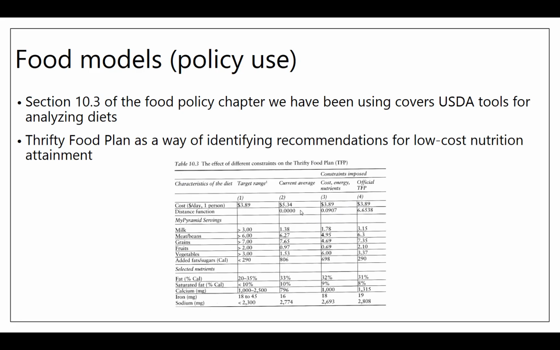The way they do it is to try to minimize the distance from what they get in current food surveys. So what people are normally consuming already, how do you minimize the difference from that? And so that's one approach. We're going to take a slightly different one.